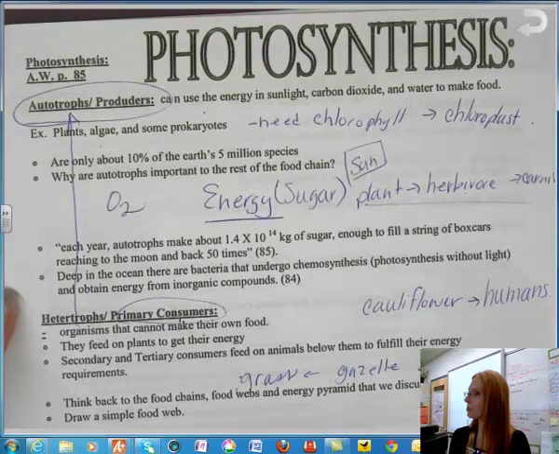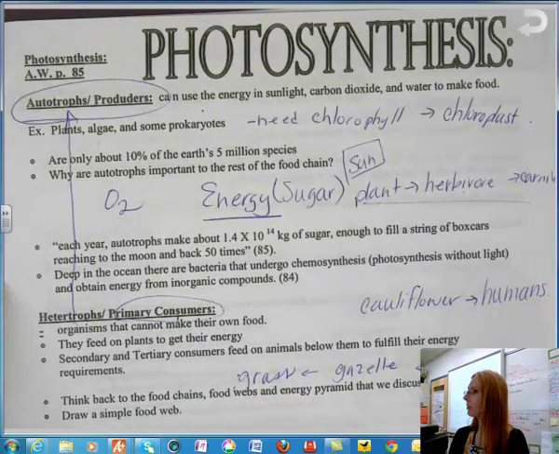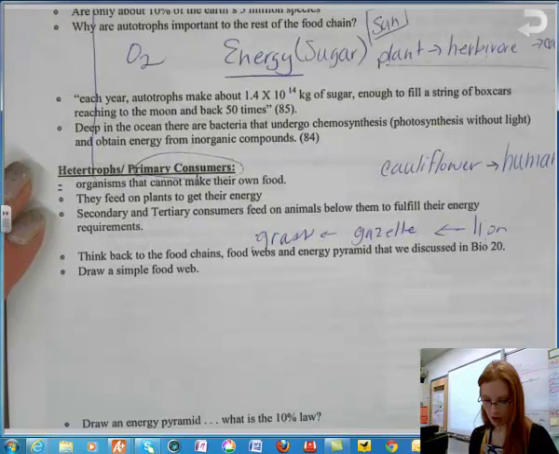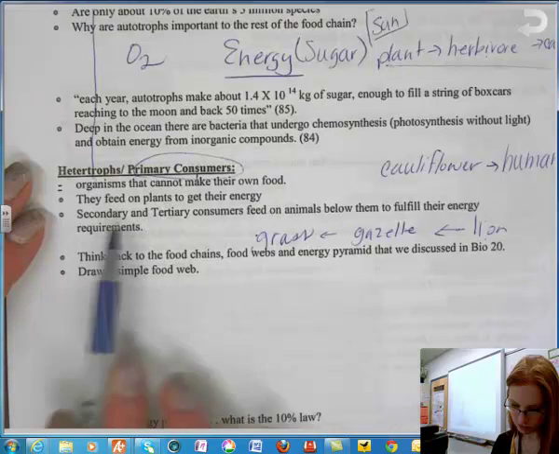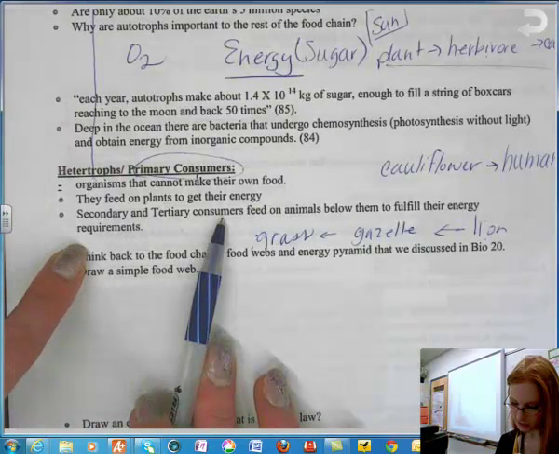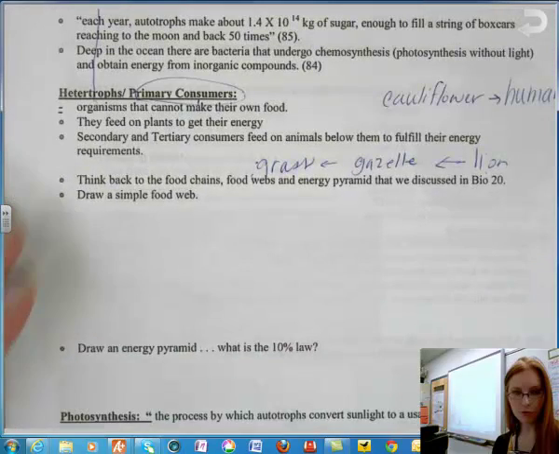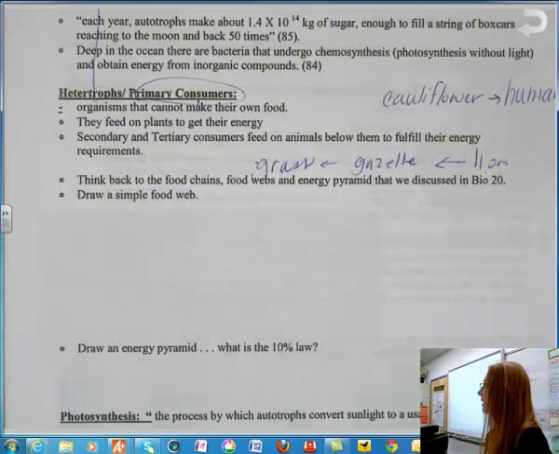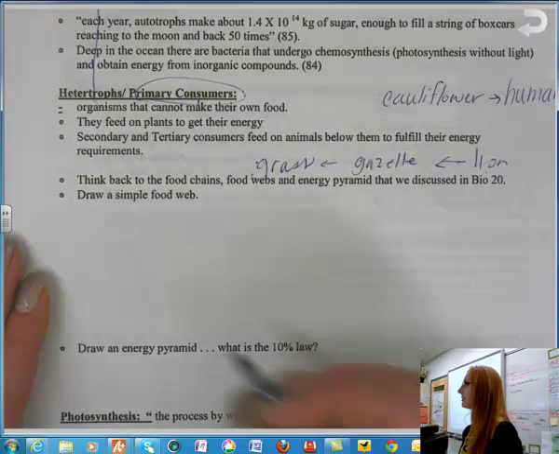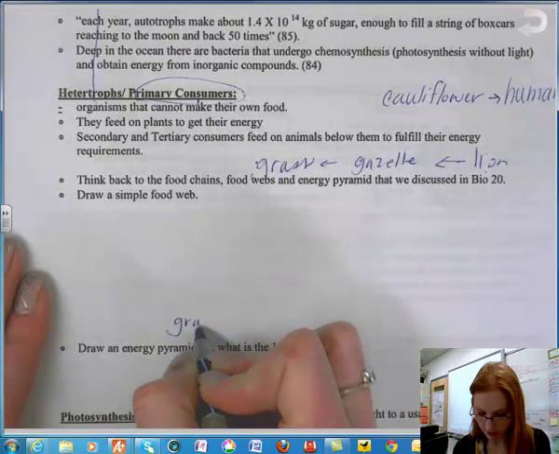Did you talk about energy pyramids last year? Okay. So we've covered that they feed on plants to get their energy. We've talked about secondary and tertiary consumers. Now, let's go through and draw a quick food web, and then we can look at how the energy flows through that food chain. So let's say we deal with Saskatchewan creatures.